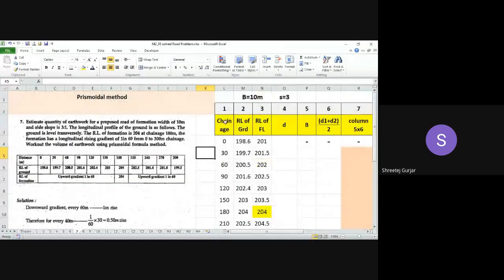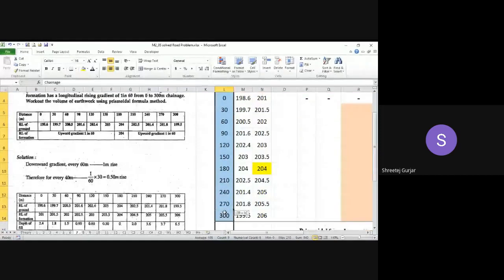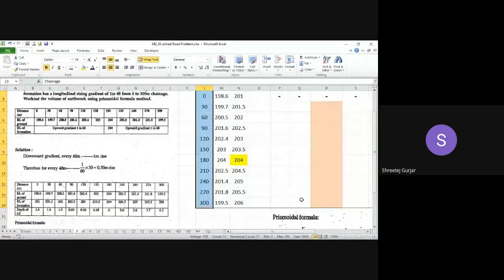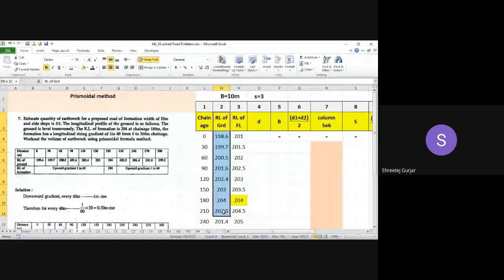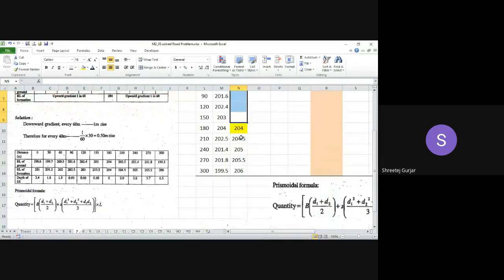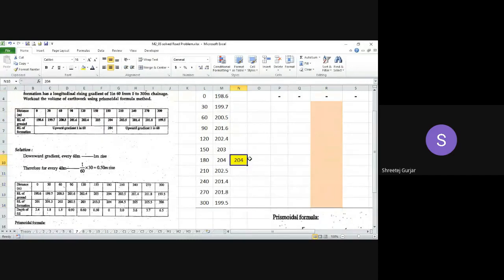Chainages I have written down, whatever they have given. I have just copied the RL of ground from here and pasted it over here. The RL of formation, this is the only one given to us. These are not given.